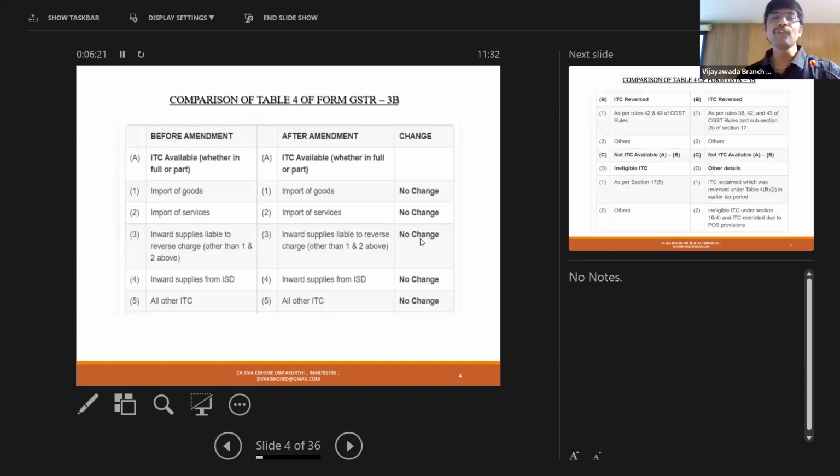What are the changes? If you take table A, sir, we are looking at the changes: no change, no change, no change, no change. Sir, can you skip that slide? Because there is no change. See, the change indicates nomenclature. But the way in which you present the data in 4A, item 5, all other ITC, has undergone a change. The name itself is still all other ITC, but the way in which you declare the data in all other ITC has been changed. So if you look at 4A 1, 2, 3, 4, 5, all the ITC availment tables have not undergone any change in respect of the name or nomenclature used in Form 3B.